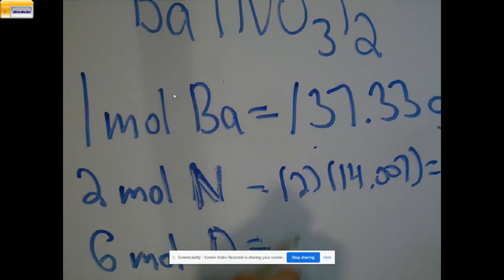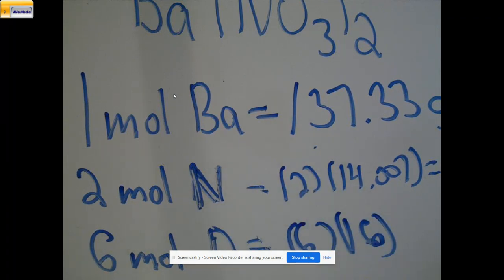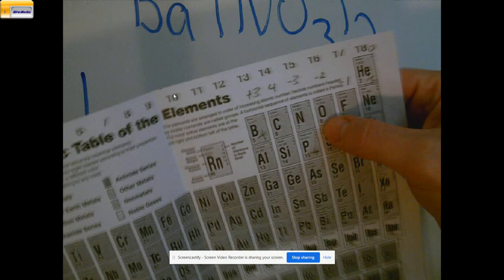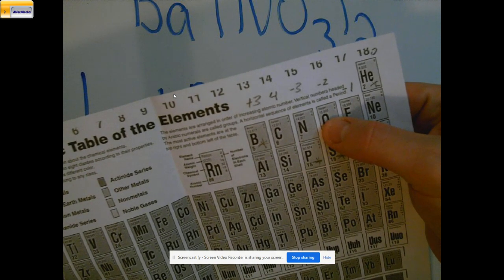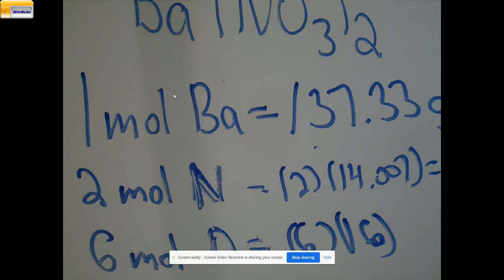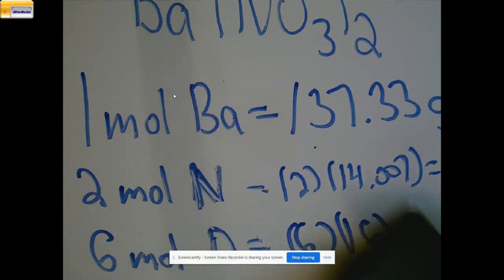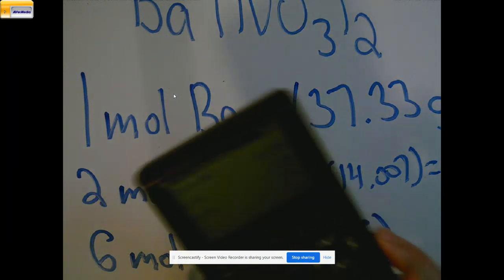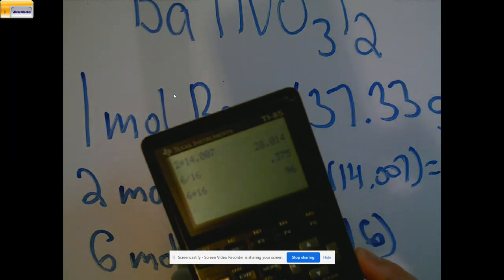Oxygen is the only one where you can round up. Oxygen weighs 16. So once again, you've got to find it on here, but this is the only one you can round up. Oxygen weighs 96.